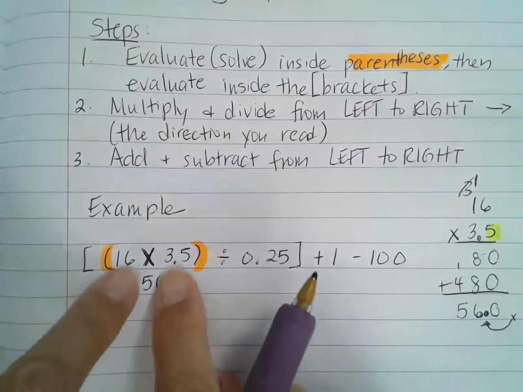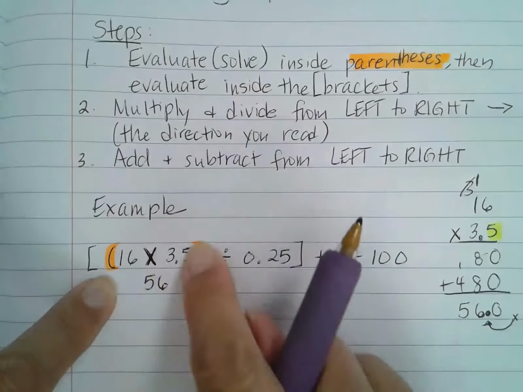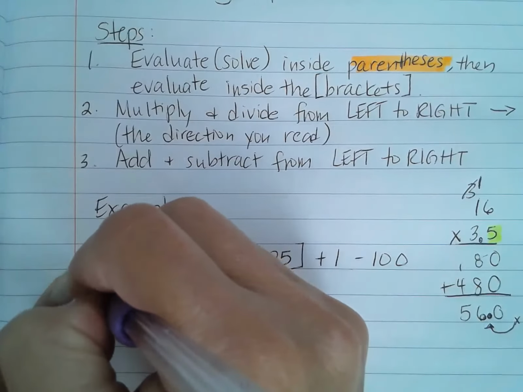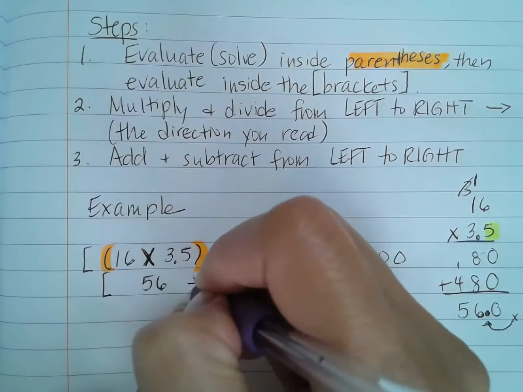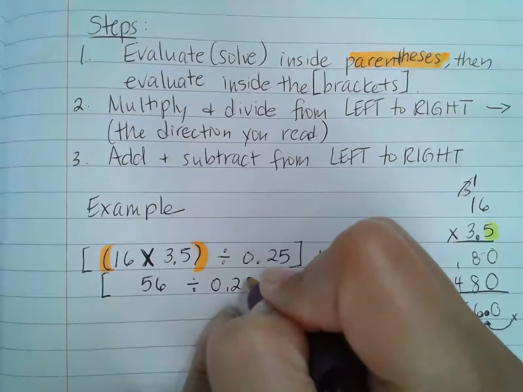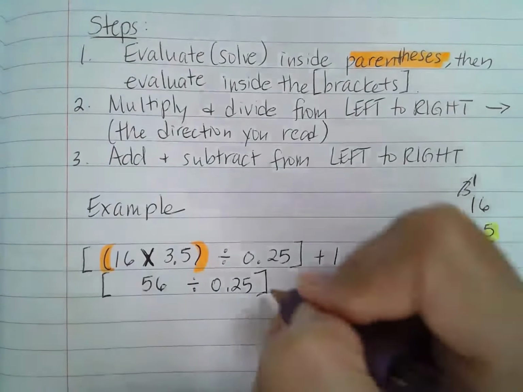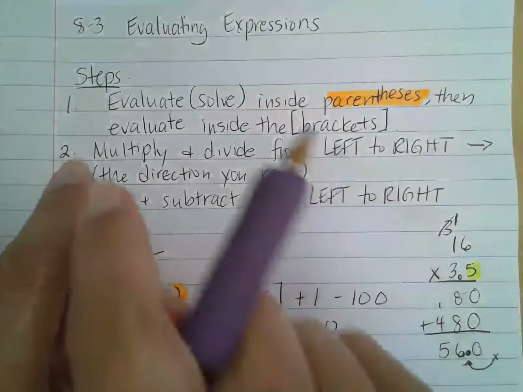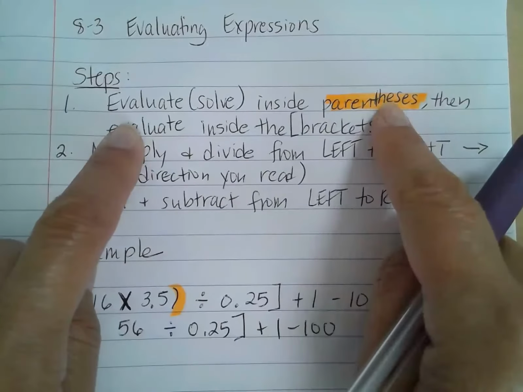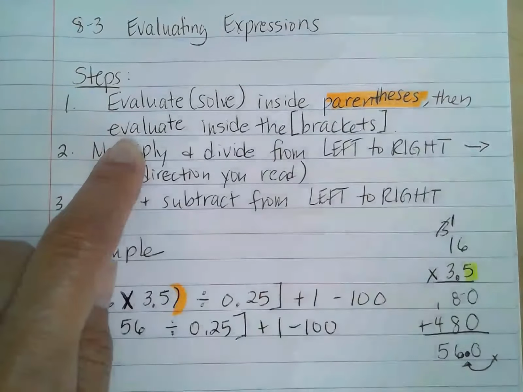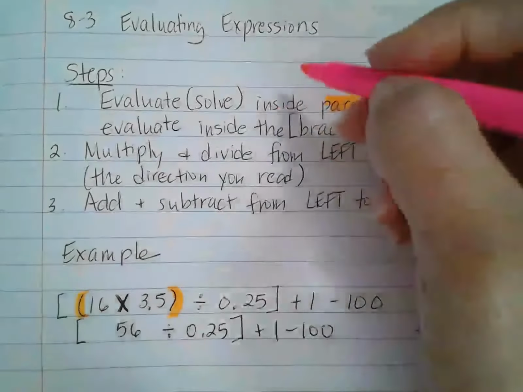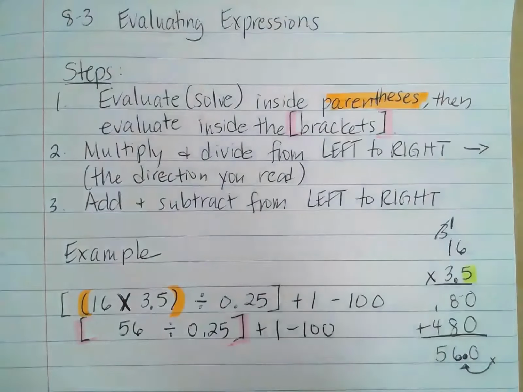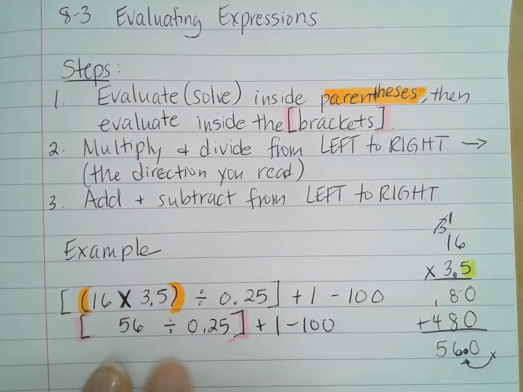Now, as I talked about before, I don't need my parentheses anymore because I've solved within the group of numbers here. I still have a bracket, so I'm going to hold on to my bracket. I'm still going to copy everything I see up above: 0.25, bracket, plus 1 minus 100. Now, the second step here. I solve inside of the parentheses first. Then I evaluate inside of the brackets. Brackets are the square parentheses. This is again grouping, and this is now what I'm going to solve.